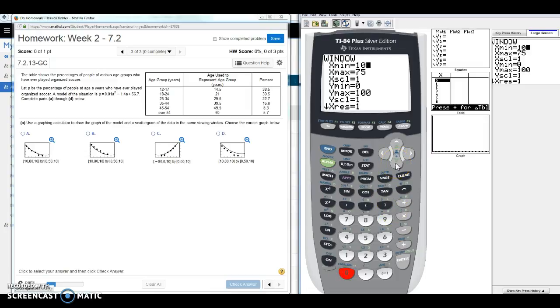x min at 10, a little below 14.5, and my x max at 65. And then my y values run from about 5% to about 39%. So I'm going to keep my y min at 0, and let's go up to 40%. Now my window should be set for this. I then need to go to the y equals button, and I want to input my data in order to graph this.